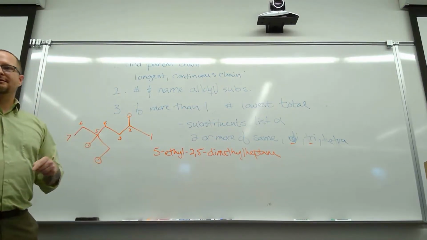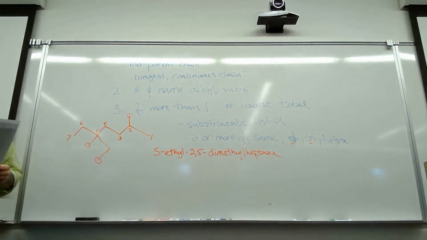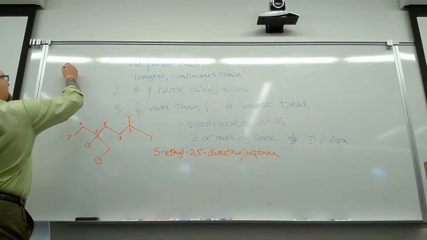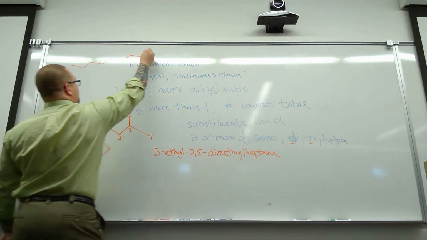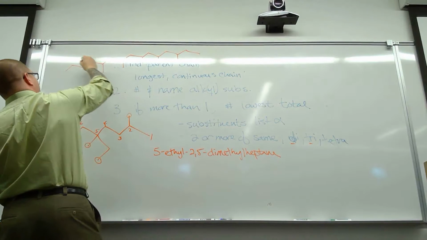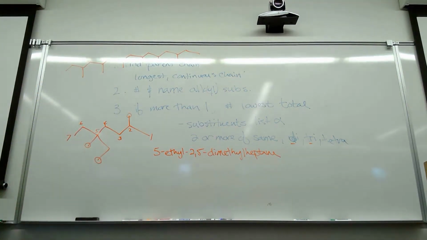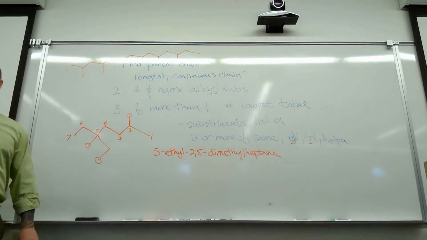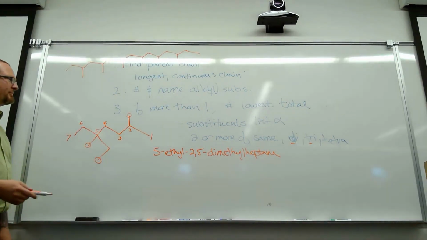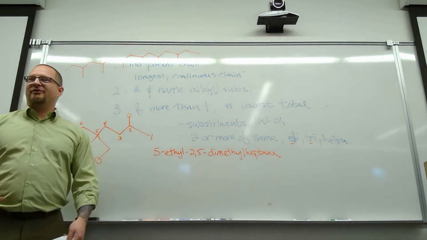Is it possible to have more than 4 of the same substituent on a chain? Say if you have 5 or 6 methyls? Sure. I could make one of those up, because then you can't use di, tri, or tetra. But the di doesn't count. So yes, it's possible, but it's rare.